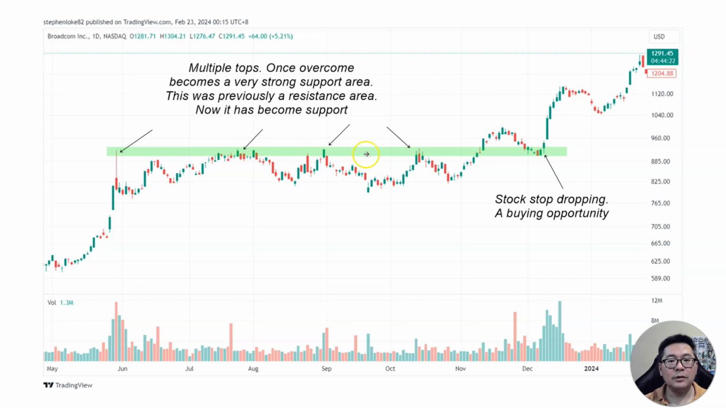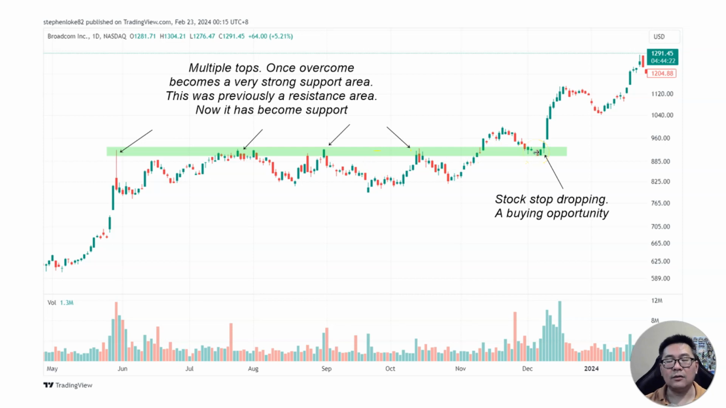Okay, multiple tops can actually be a stubborn resistance, but once the bulls break it, it will become a new defensive area to keep the stock from dropping. So if you see a stock like this correcting to the area of a multiple high, which now acts as support, what does it tell you?